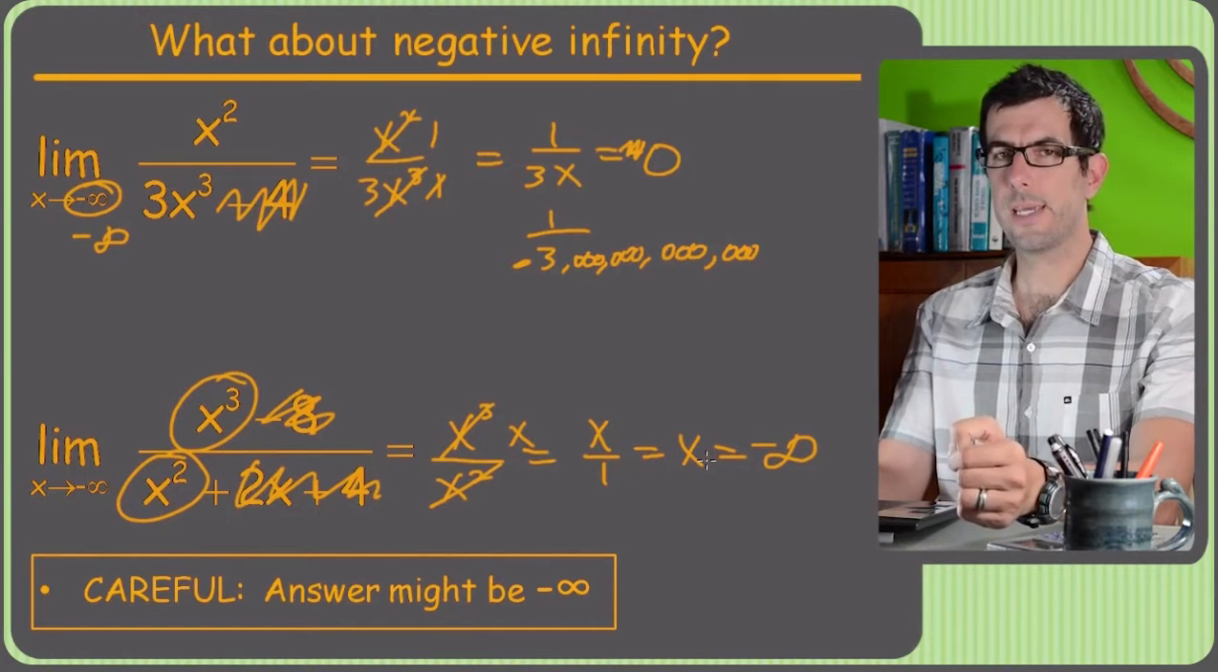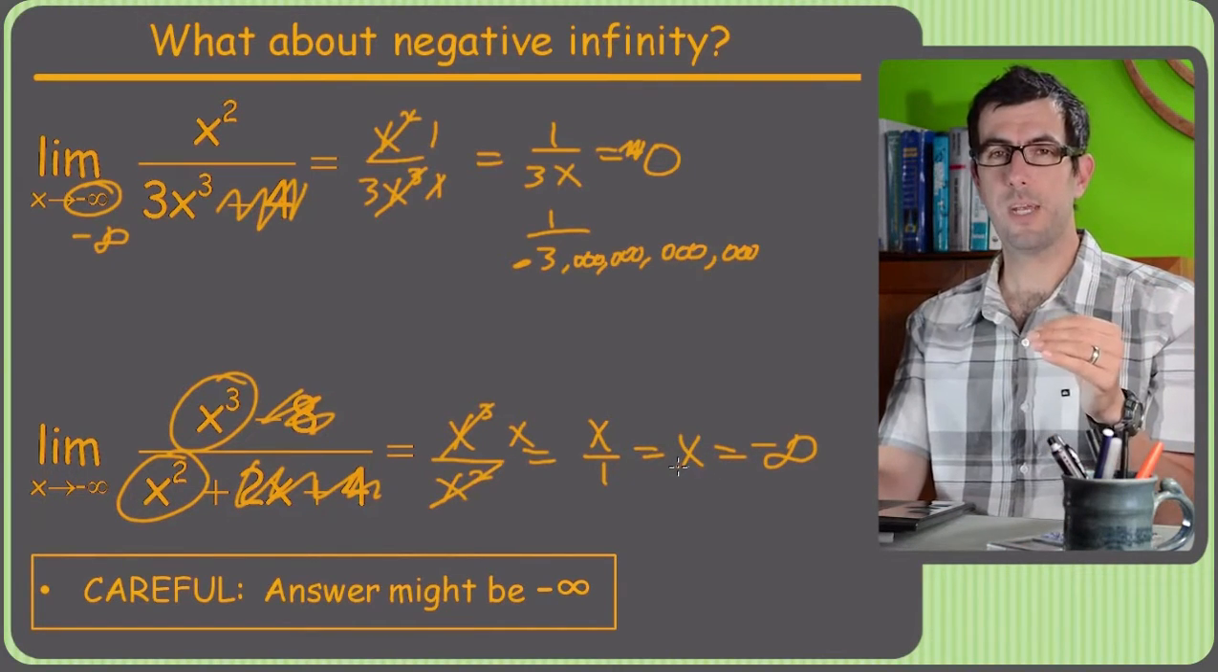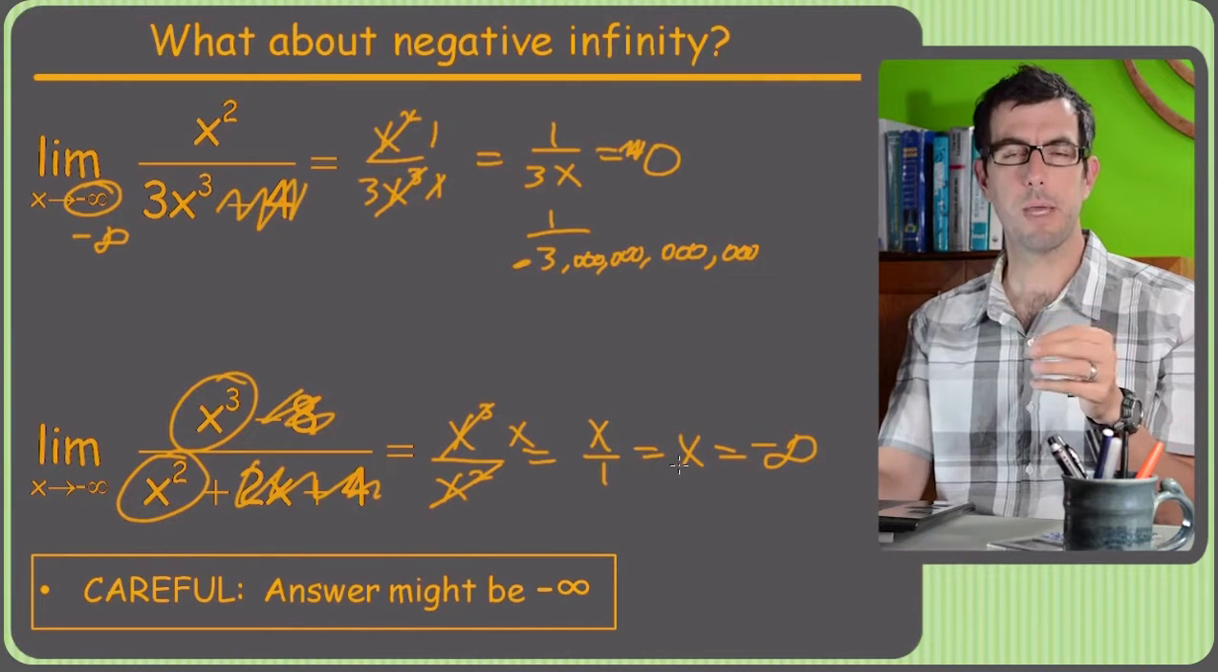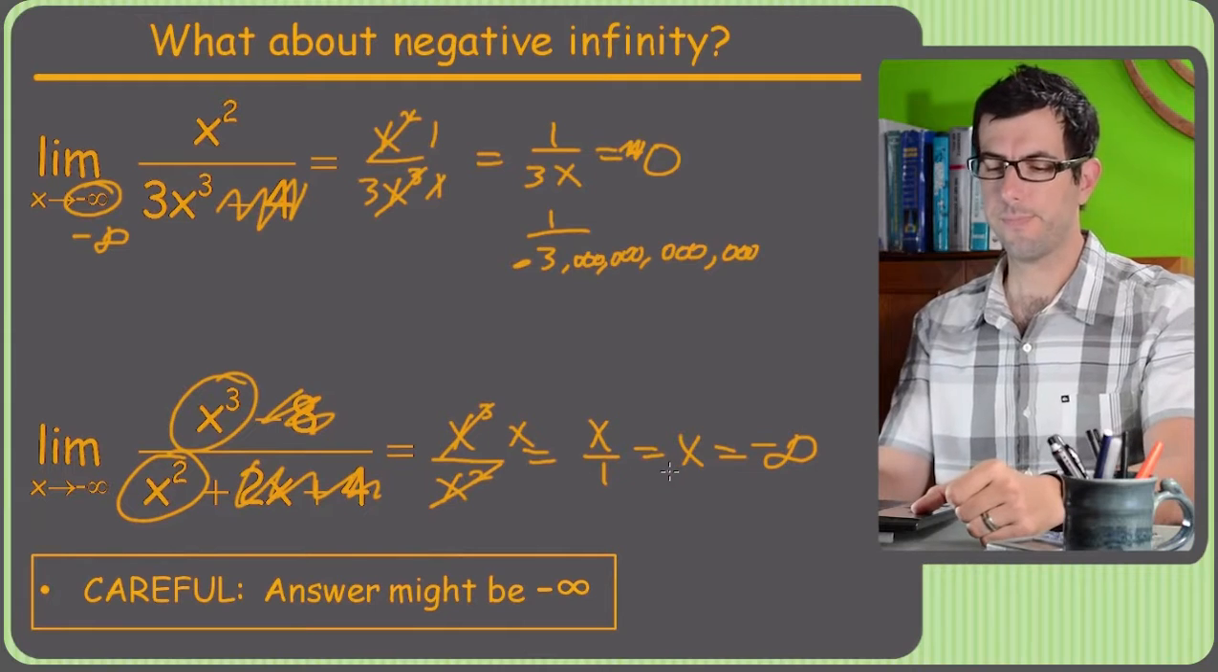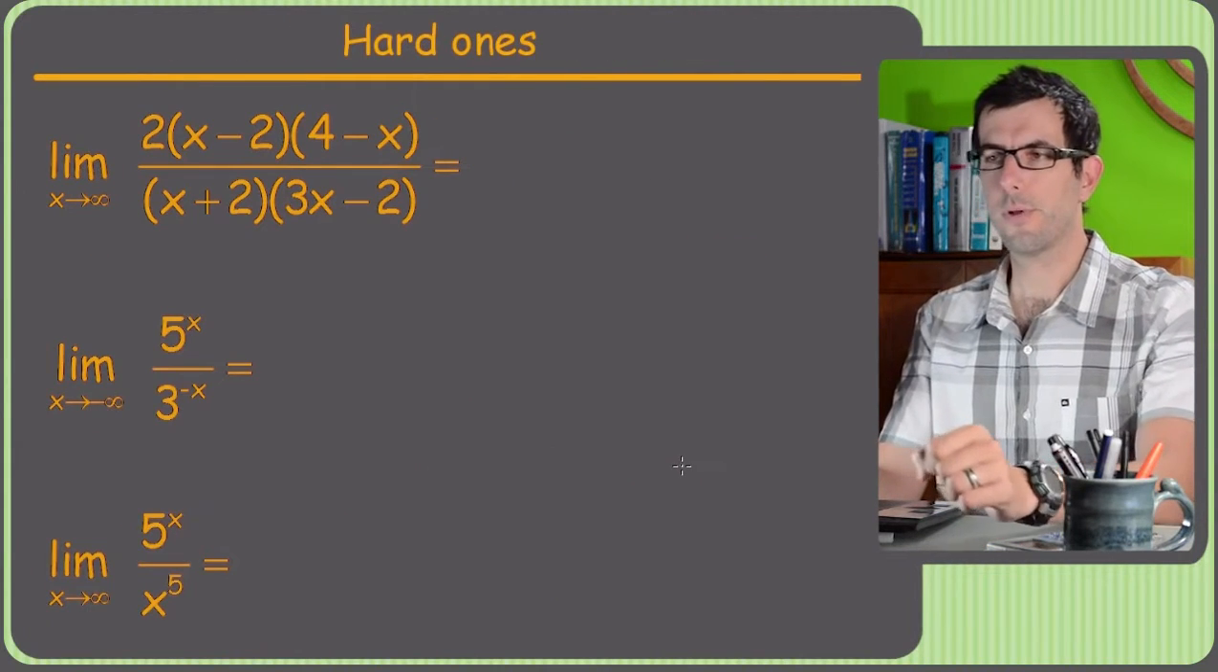All right, so that's the key. When you're plugging in negative infinity, it can just mess with the signs. It might mean that your limit is negative infinity instead of positive infinity. Not the end of the world.